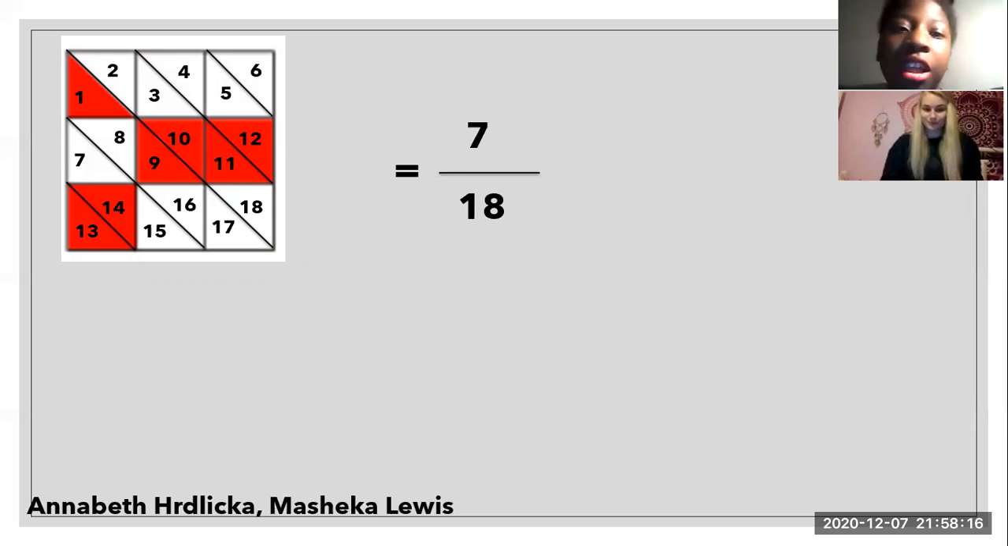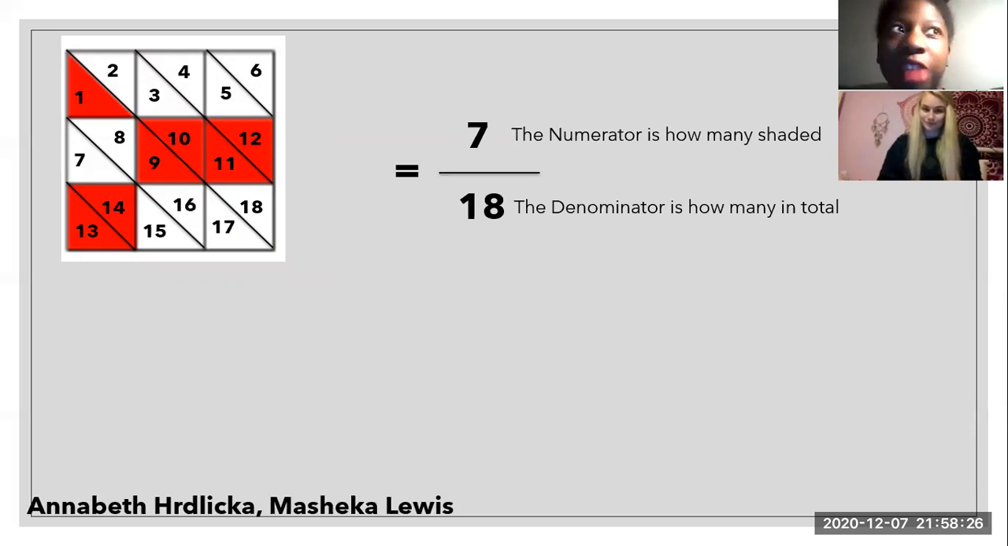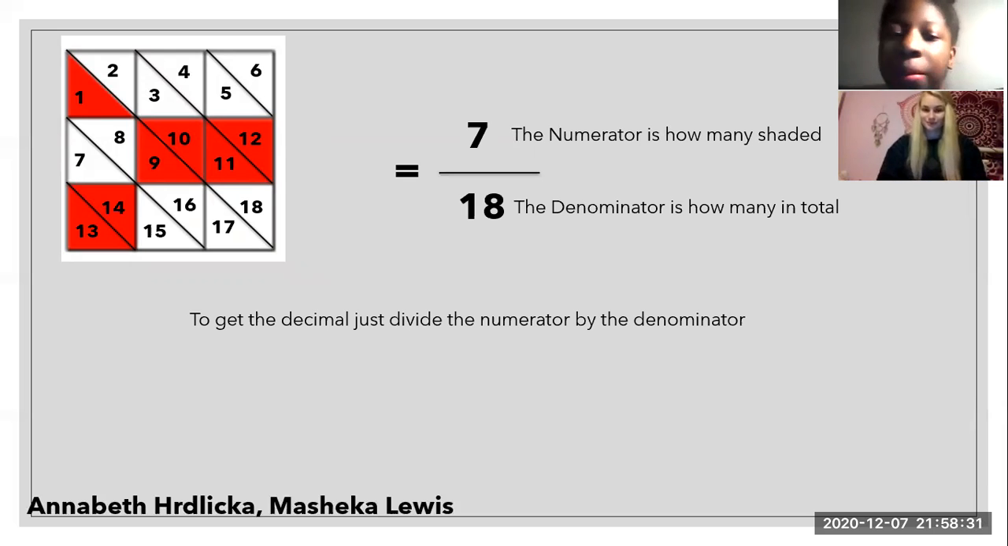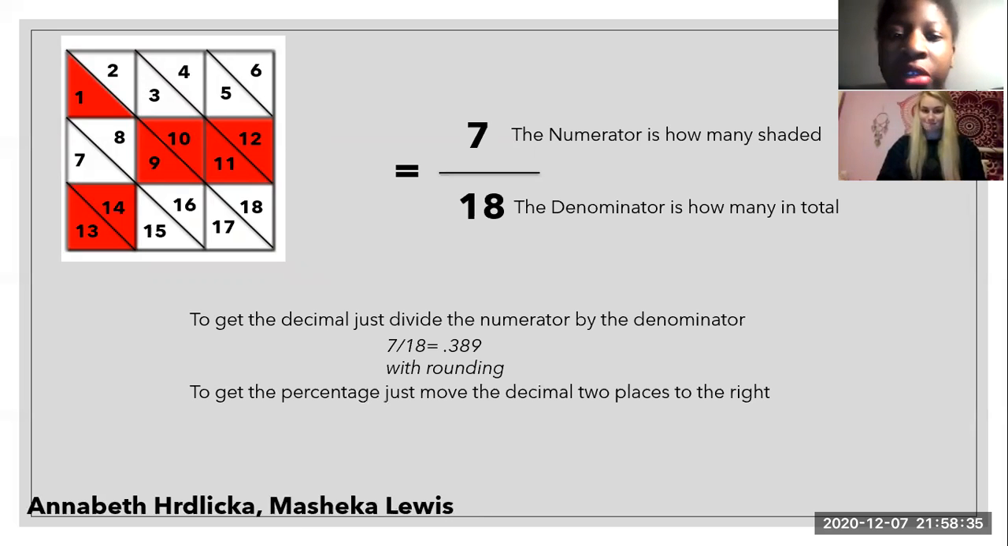Well, it's a little trick that I learned in middle school. To get the decimal to a percentage, you'll have to move it two places to the right. So for this problem, you'll have 0.389. You'll just move the decimal 2 places to the right, and you'll get 38.9, and 38.9% will be your percentage. You just have to move the decimal 2 places to the right.